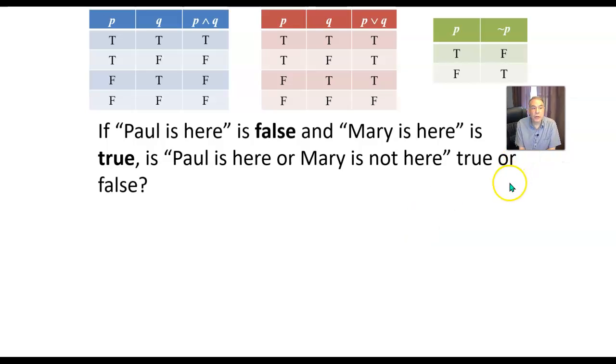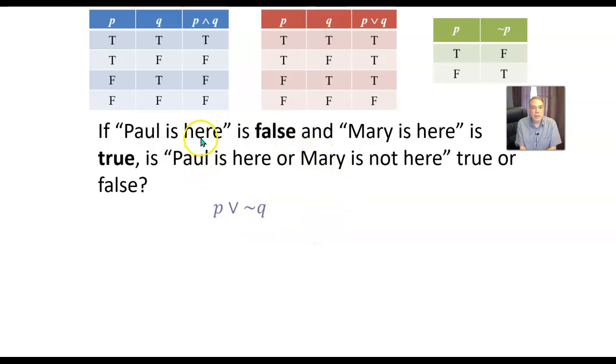If "Paul is here" is false, and "Mary is here" is true, is "Paul is here or Mary is not here" true or false? Well, let's translate this into symbols so we can work with it symbolically. This is something or not something, like P or not Q. Here I'm using P to stand for "Paul is here." I'm using Q to stand for "Mary is here," so that the negation of Q would be "Mary is not here." And so this whole thing translates into P or not Q.